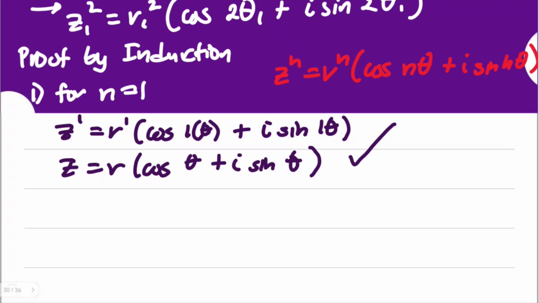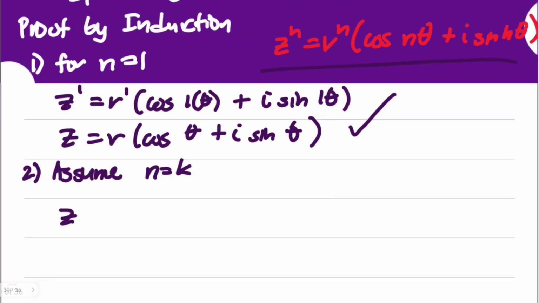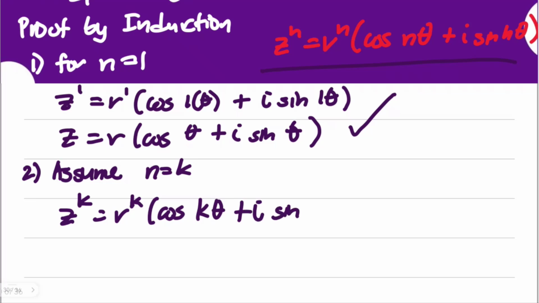That's how we define complex number in terms of this notation. That's true. Next here, okay, assume n is equal to k. That would mean you will have your z for this item here. You have z to the power of k is equal to r to the power of k cosine k theta plus i sine k theta.